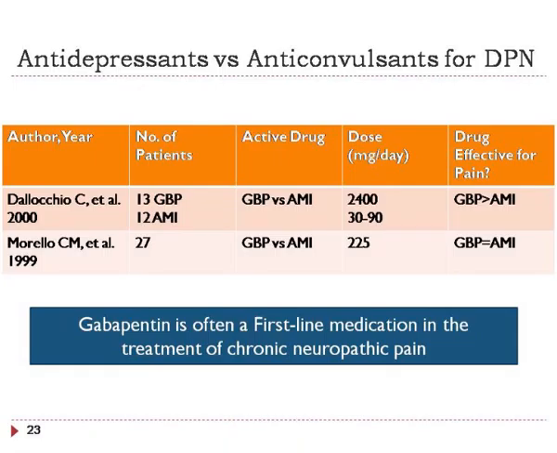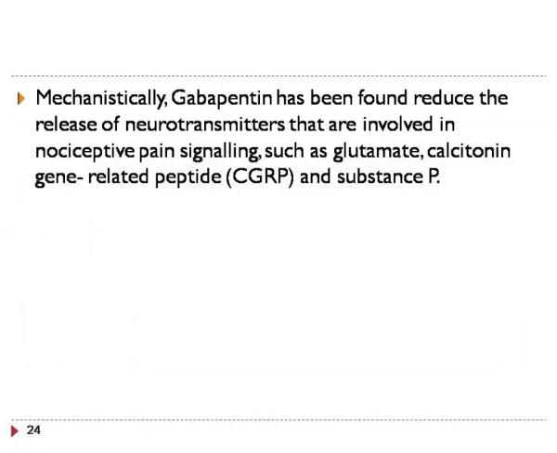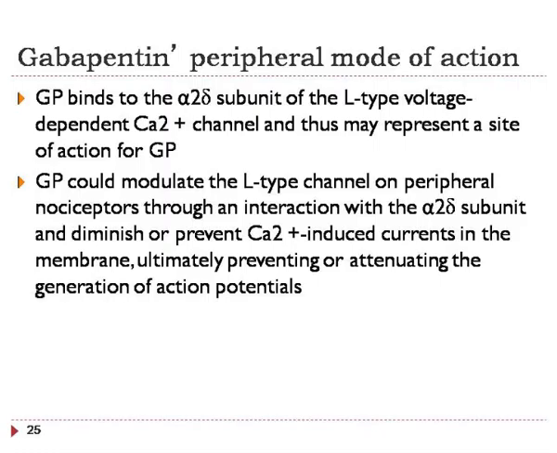And this has shown that pregabalin and amitriptyline are equal, and some of the papers have shown that amitriptyline is better. So mechanistically, gabapentin has been found to reduce release of neurotransmitters that are involved in nociceptive pain signaling, such as glutamate and calcitonin gene-related peptide. These are the mediators of pain, and pregabalin acts through these mediators of pain. But the most important and specific effect of pregabalin is that it acts on the alpha-2-delta subunit of the L-type voltage-dependent calcium channel, and thereby it changes the glutamate response and ameliorates pain.